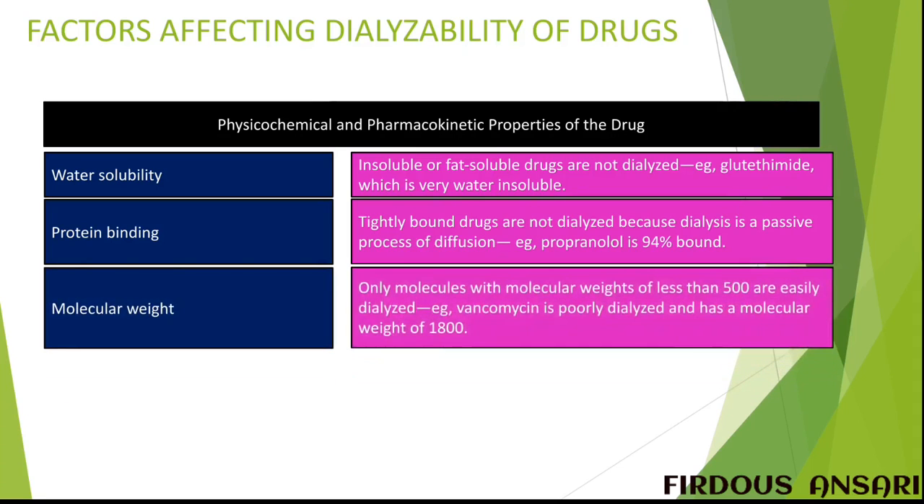Molecular weight. Only molecules with a molecular weight of less than 500 are easily dialyzed. For example, vancomycin is poorly dialyzed and has a molecular weight of 1800.